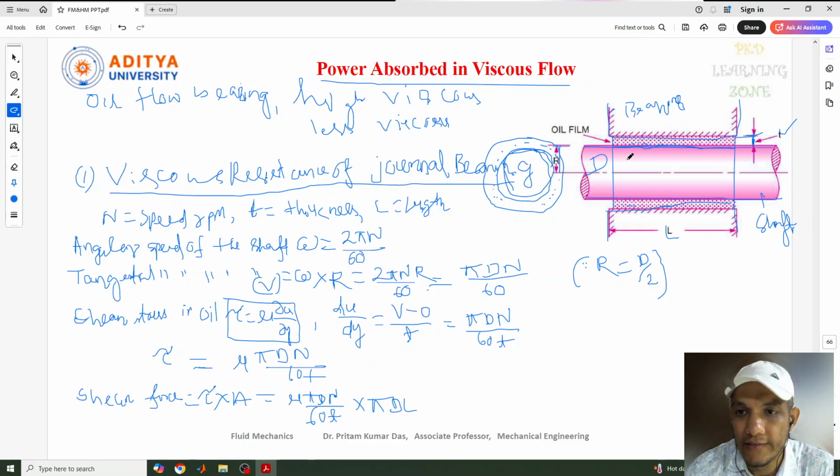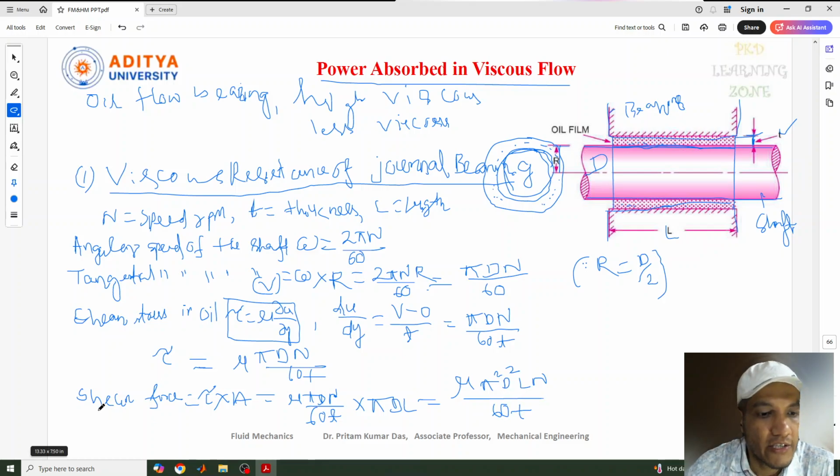Pi d L, the circumference of that, or the area of that shaft, you can say. Now if you just multiply this, what are you going to get? Now mu, 2 pi's are there, so pi square d square, and this is L n by 60 t. So this is the shear force. So why are we calculating the shear force?